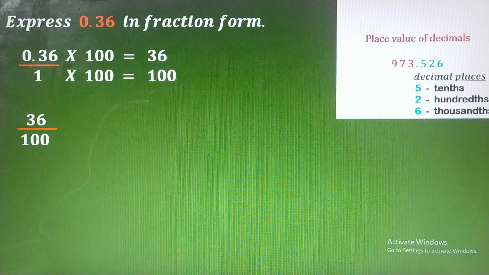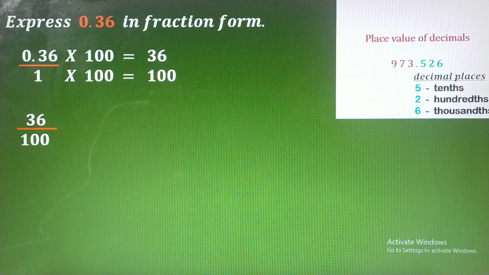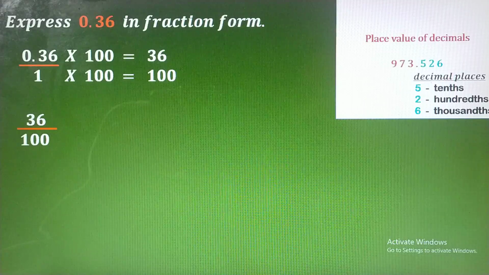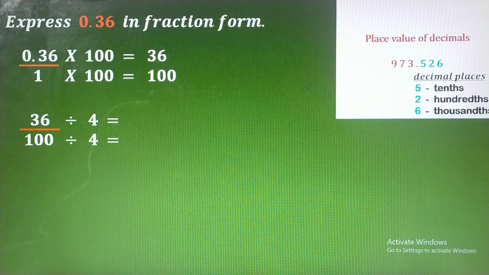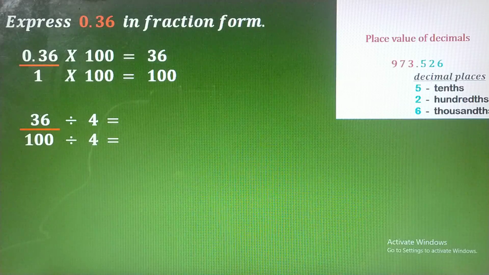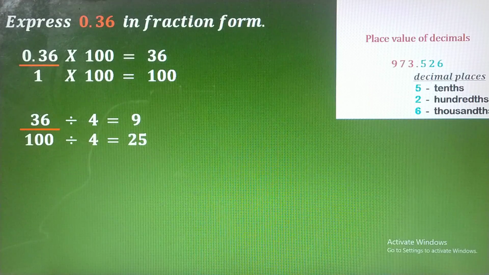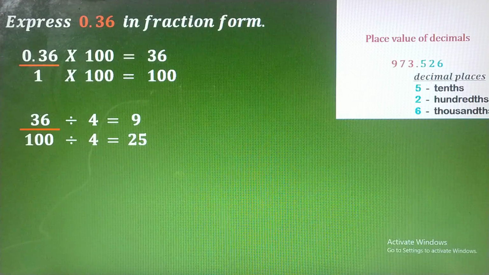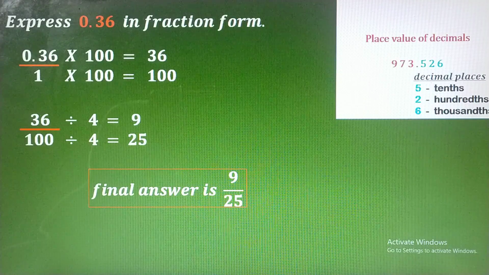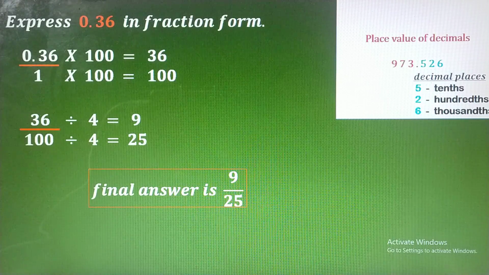Again, ibigay natin yung lowest term. Ano kaya yung number na pwedeng i-divide both kay 36 at saka kay 100? Okay, very good. So, that is 4. 36 divided by 4, that is 9. And 100 divided by 4 is equal to 25. So, the final answer is 9 over 25.